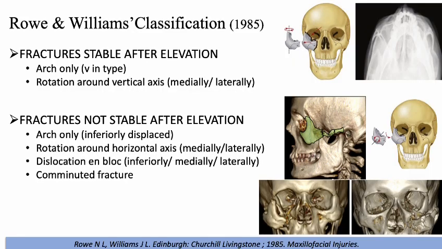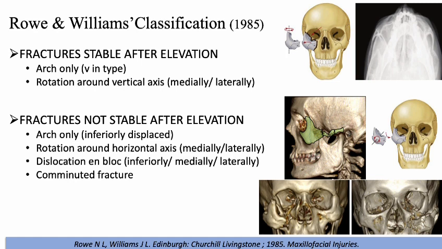The next classification is what was proposed by Rowe and Williams in 1985, and this was based on the stability presented by the zygoma after elevation. So you have two groups, fractures which are stable after elevation and fractures which are not stable after elevation.